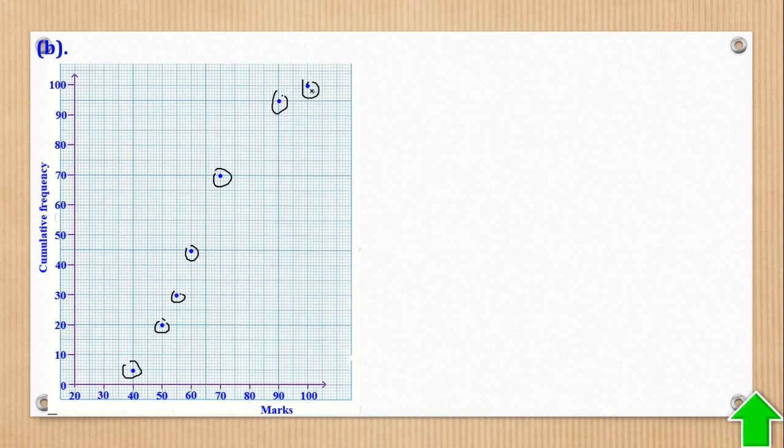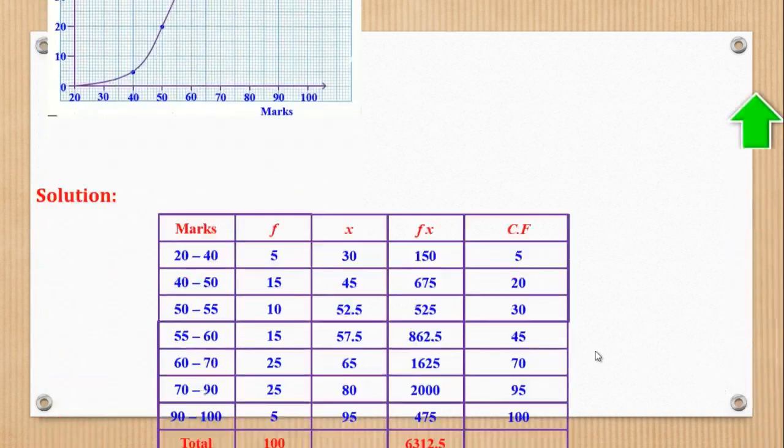Okay, after plotting, you have to draw a reasonably smooth curve through all the points, but not left hanging. It must go up to the origin. So let's do that. Okay, now that you have drawn, we can go ahead to the next part of the question.